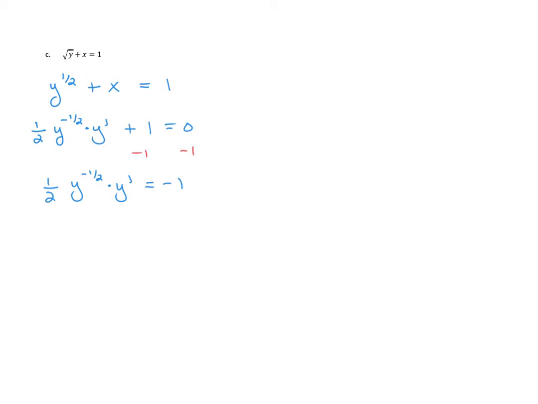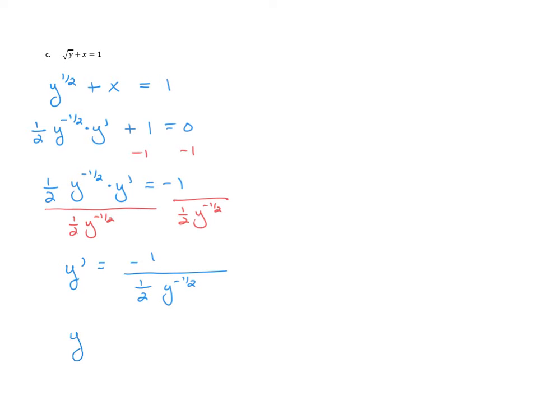I can divide both sides by this 1/2 and this y to the negative 1/2. So I'll divide all that stuff to both sides. And what I end up with is the derivative is equal to negative 1 over 1/2 y to the negative 1/2. I think it is worth simplifying this thing. This I can move to the numerator by making the exponent positive. And if you're dividing by half, that's the same thing as multiplying by 2.